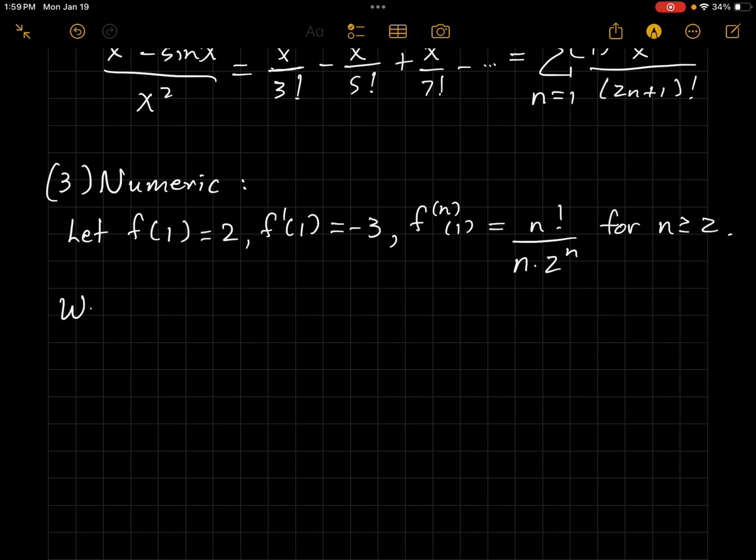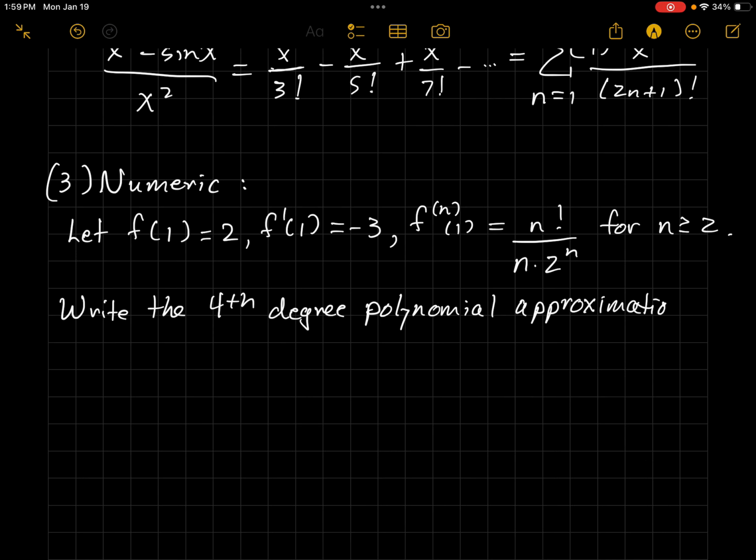And let's write the fourth degree polynomial approximation to f of x, even though we don't know what f of x is. Now, where is my polynomial centered? I don't tell you, but it's implied very, very strongly that we're centered at x equals 1.